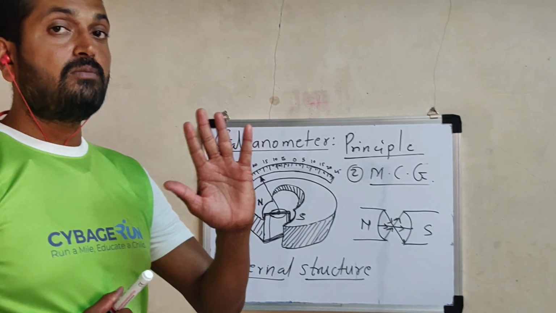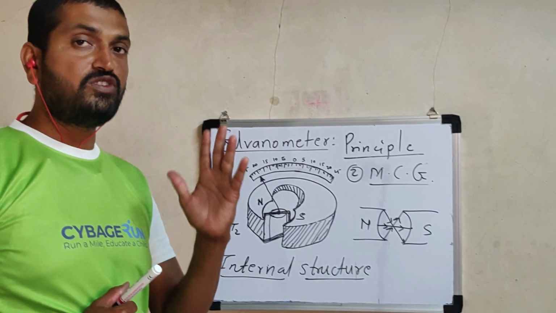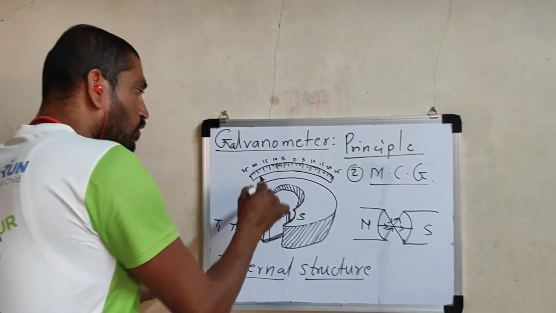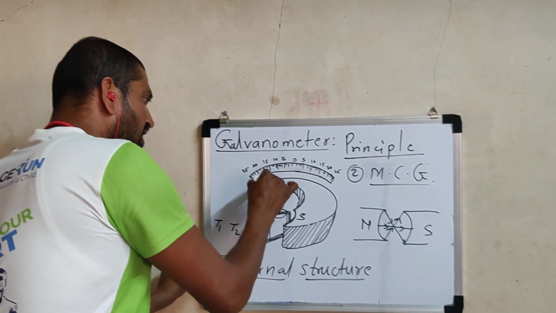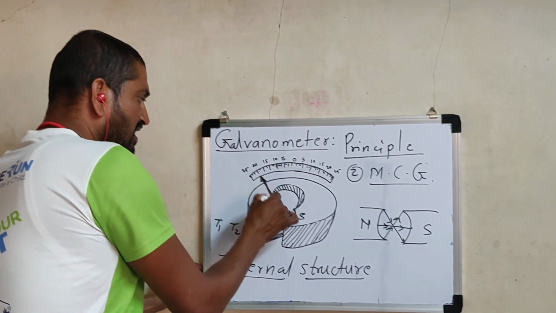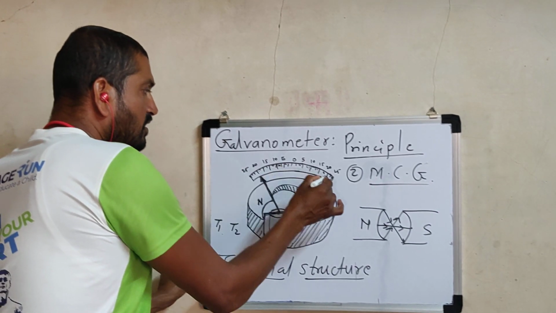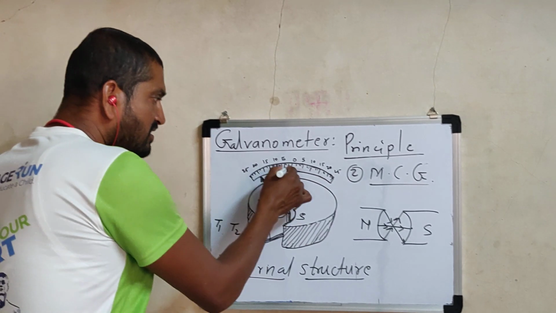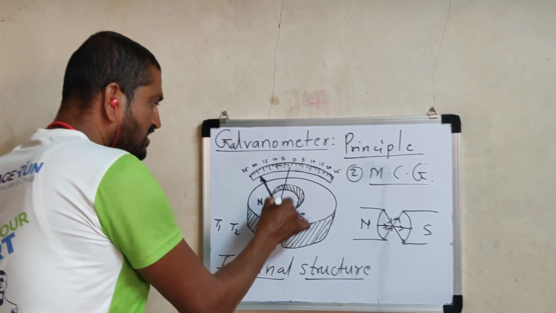This coil is acted upon by a couple, two equal and opposite forces, due to which this coil will rotate. By how much the coil rotates can be noted with the help of a pointer. See here, this aluminum pointer is directly fixed to this coil, which shows how much is the deflection on the circular scale. When the coil is at rest, the pointer shows the central reading, that is the zero deflection.